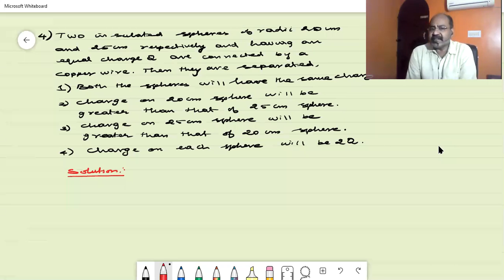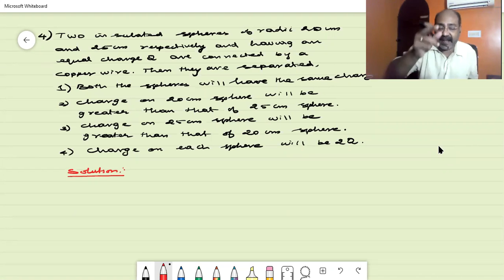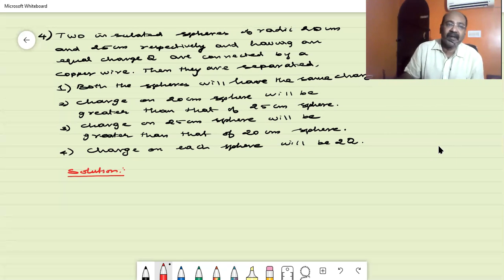Two insulated spheres of radii 20 centimeter and 25 centimeter respectively, and having an equal charge Q, are connected by a copper wire. Then they are separated. Then 4 options are being given. With the given question, let us discuss and then we will go with this.